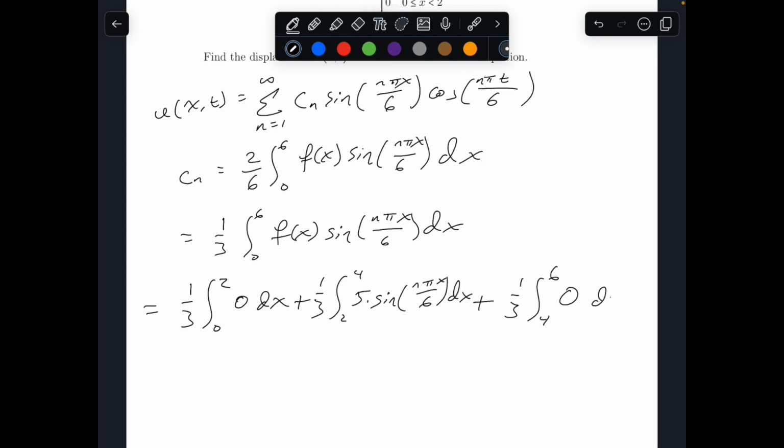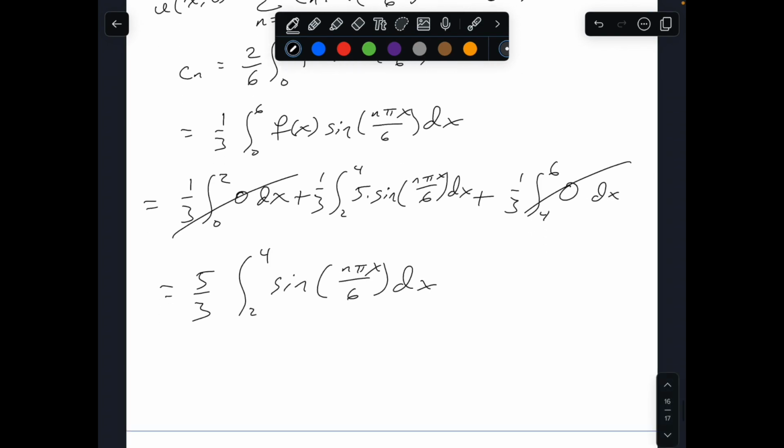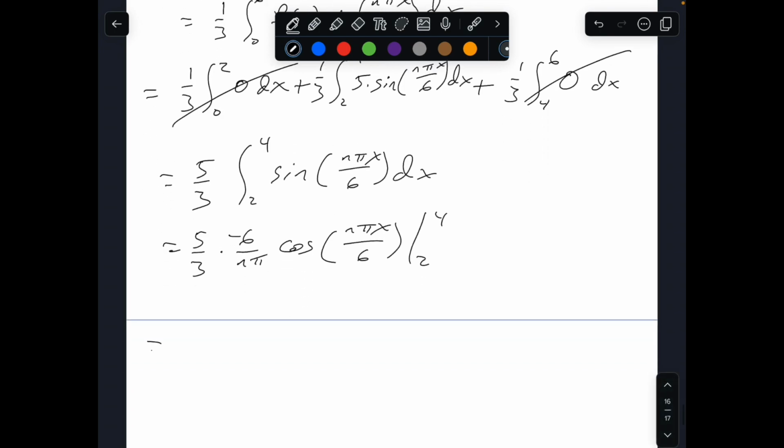And then this guy is just going to be 0 again, right? So this guy and this guy go away, and then all you have to do is, I'll write that as 5/3 times the integral from 2 to 4 of sine(n pi x over 6) dx. So this one's actually pretty quick to do. And so you integrate, this is going to give you 6 over n pi times negative cosine(n pi x over 6) from 2 to 4. And you just plug in your bounds. This and this cancel to a 2, so we get negative 10 over n pi for our coefficient out there.